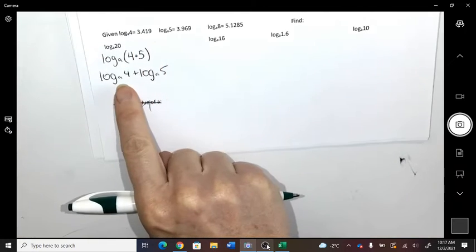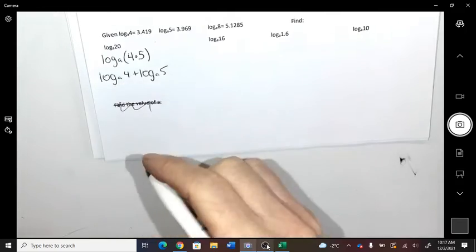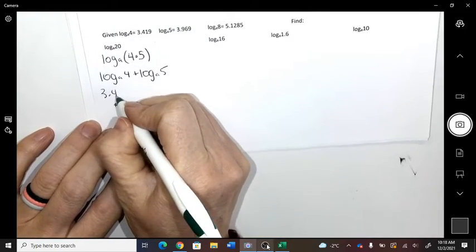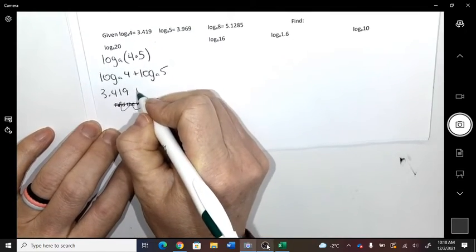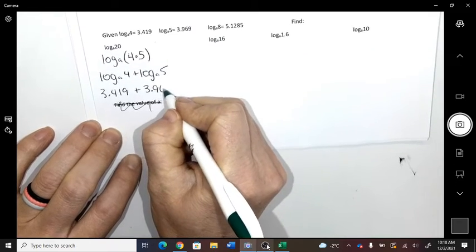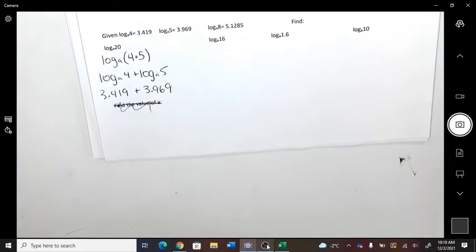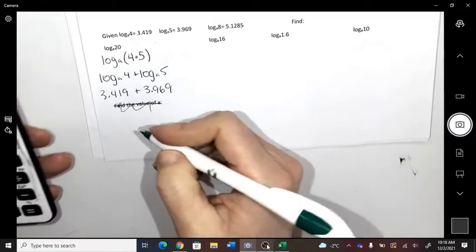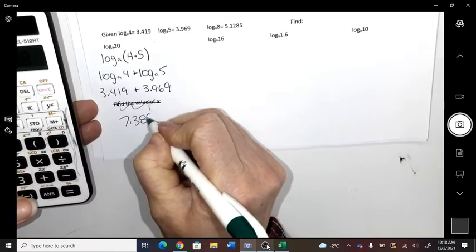Okay, now I know. What is log 20 for? 3.419 plus 3.969. So 7.388.